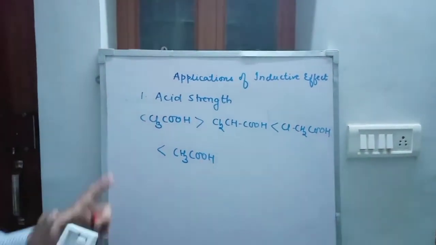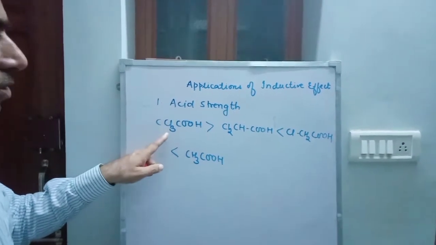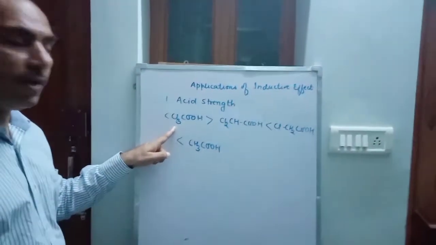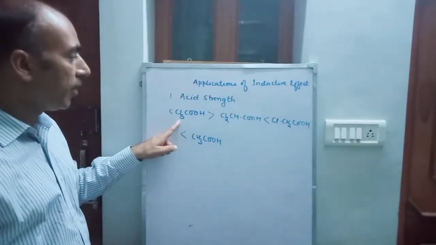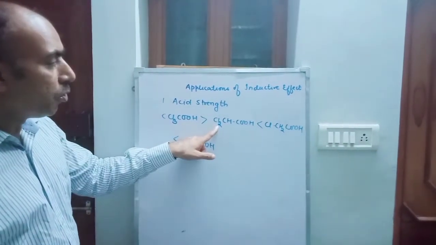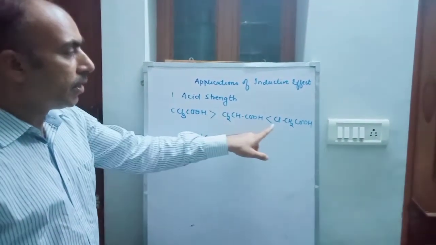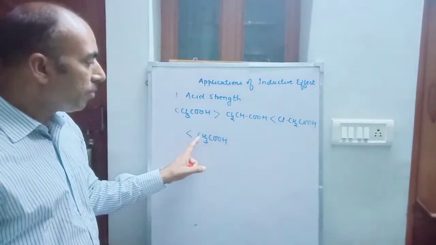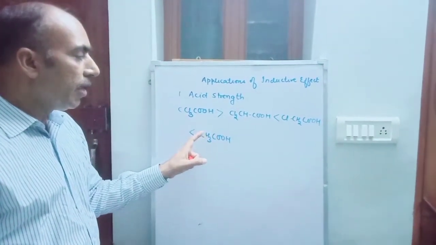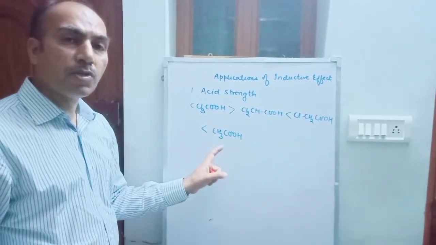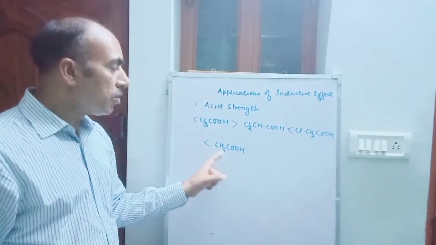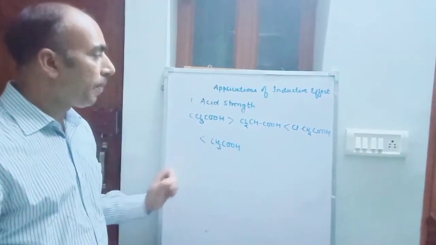In this way, the more the number of minus I effect exerting groups, the more the acid strength. Here 3 minus I effect exerting groups are there. Here there are 2 minus I effect exerting groups. Here there is only one, and here there is a methyl group which is exerting plus I effect and which decreases the stability of carboxylate ion. So the acid strength of acetic acid is weakest.